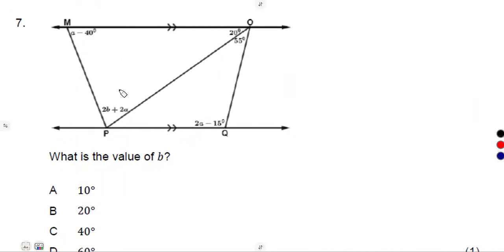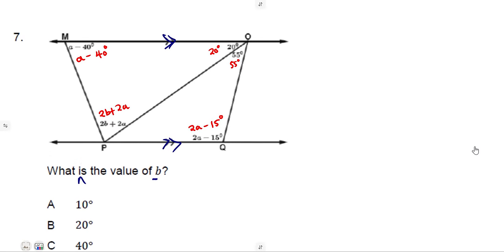Number 7, we have got the same thing again. There are lines that are parallel here, and we are being asked to find what is the value of B. So considering this, we can see that there is a B here. This is 2B plus 2A. This is 2A minus 15 degrees. This is 55. This is 20. This is A minus 40 degrees. That is what you're given there.